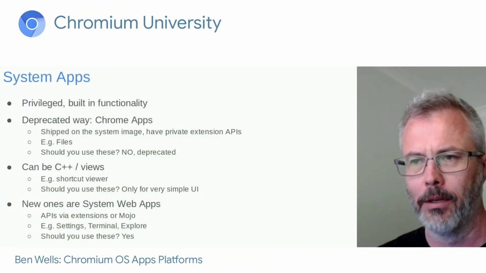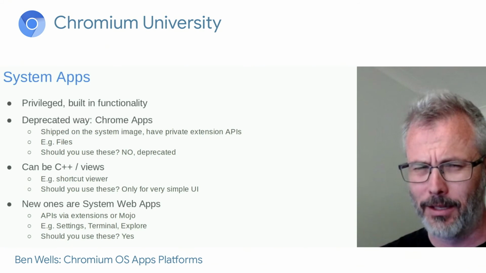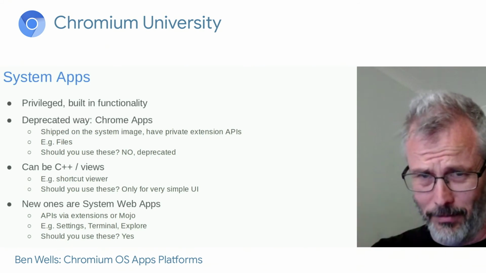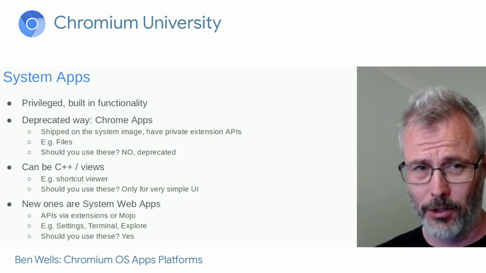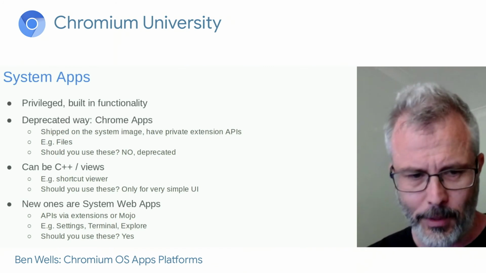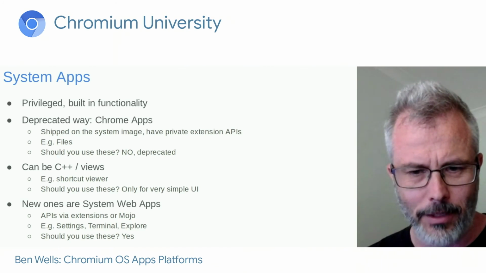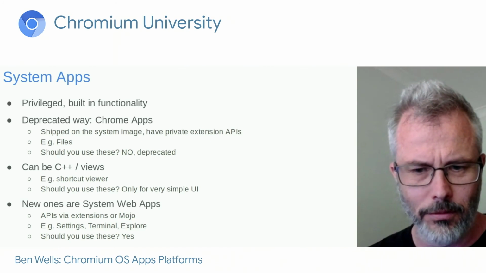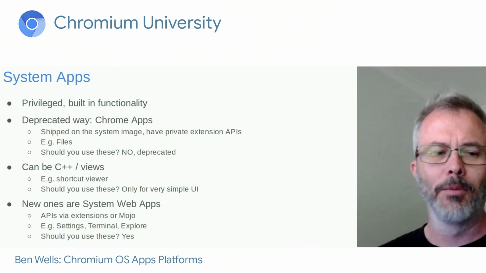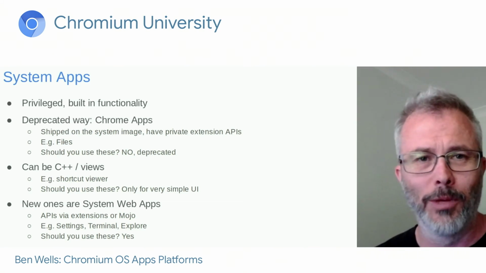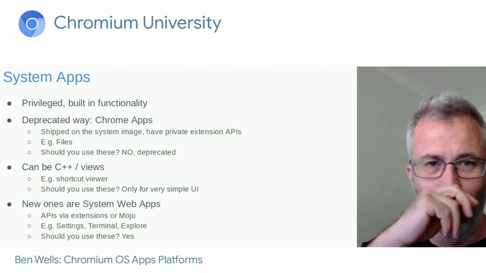You can use C++ and the views layer, the views kind of widget toolkit. I actually only know of one example of an app which does this, and that would be the shortcut viewer, which you can get to by, I think it's Control-Alt-?, or some combination of the modifier keys and question mark will bring up the shortcut viewer.